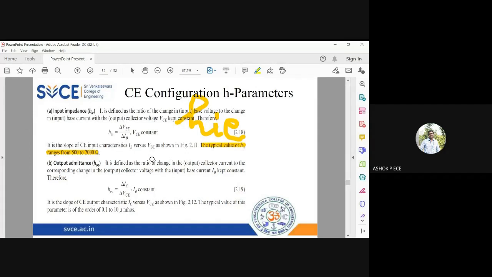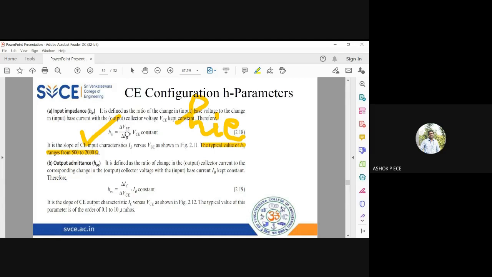But here, the input impedance value is very, very high, which will ensure that the current drawn is always within safer limits only. The HIE of our common emitter configuration is in the range of 500 ohms to 2 kilo ohms. Among all the configurations, common emitter alone provides a very high input impedance. That is one reason for picking common emitter as the most used amplifier in our circuits. So one condition is fulfilled. The HIE value is very good. It is very high, which means that the current drawn is going to be very, very less.